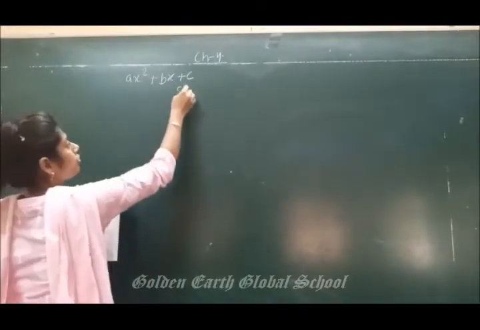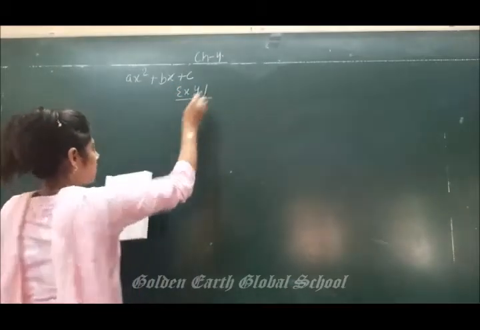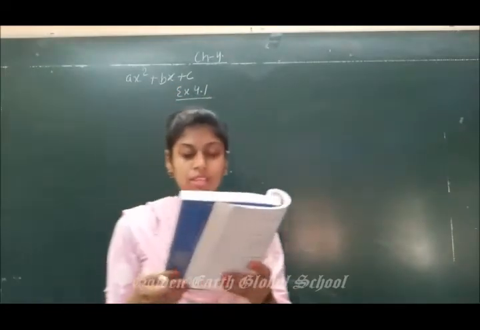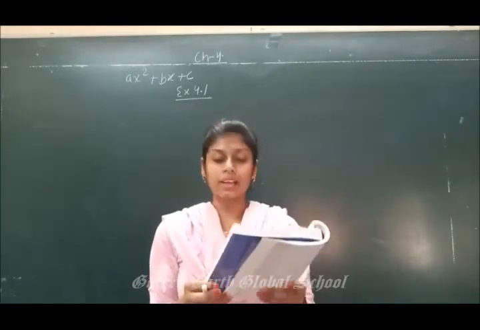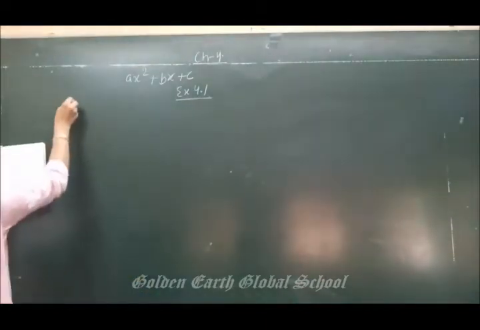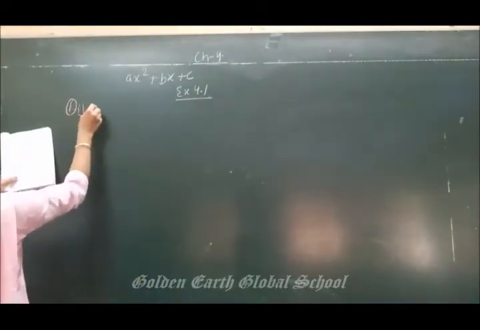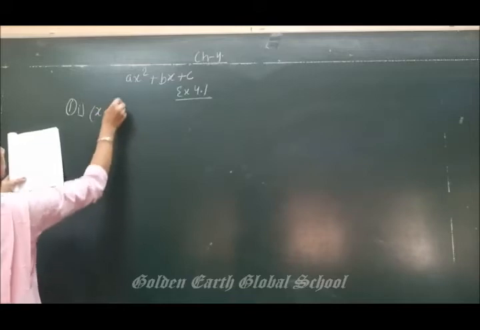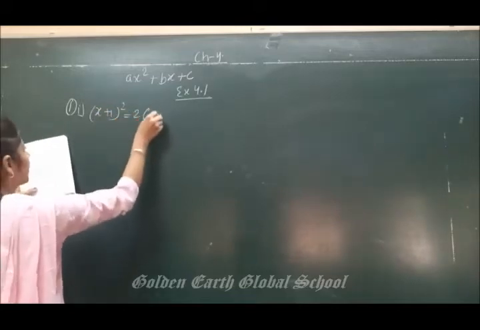Now exercise 4.1, first question. Some equations are given. We have to check whether these are quadratic or not. How we will check? For example, first part, (x plus 1) whole square is equal to 2x minus 3.